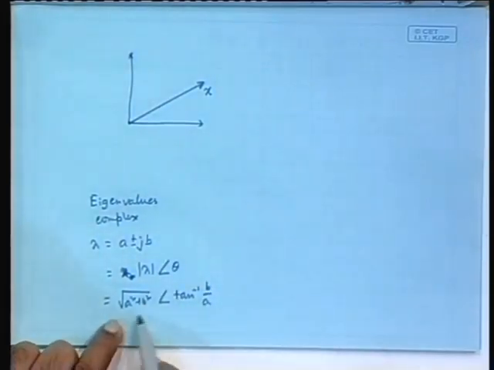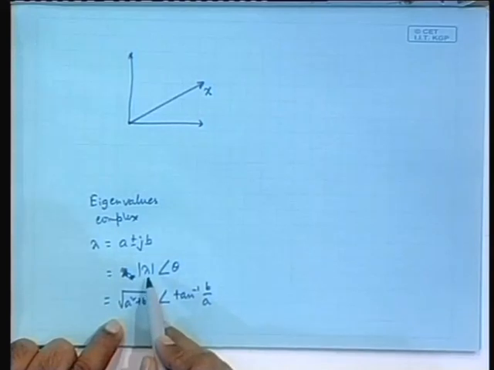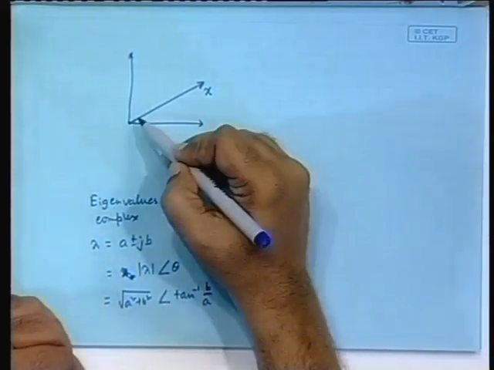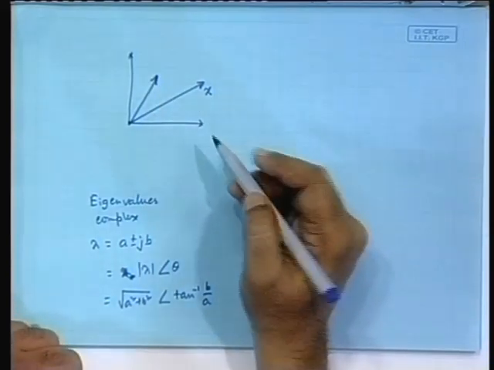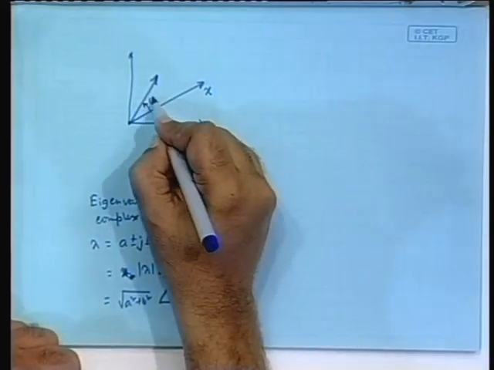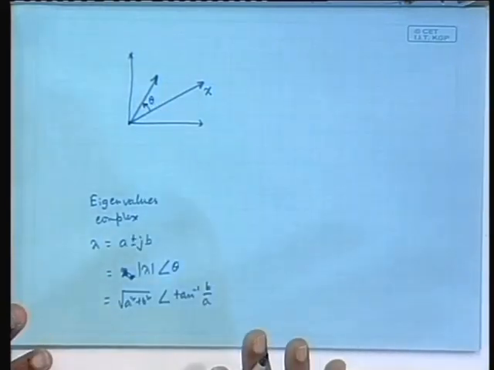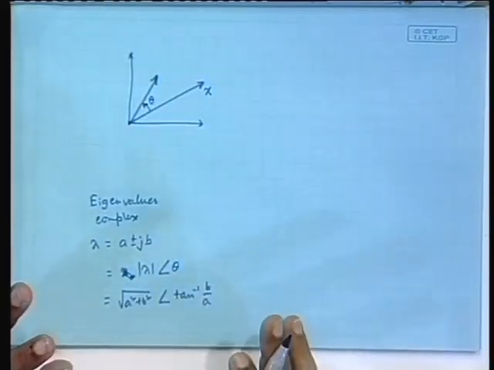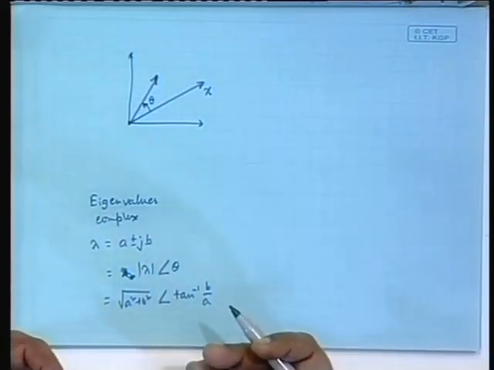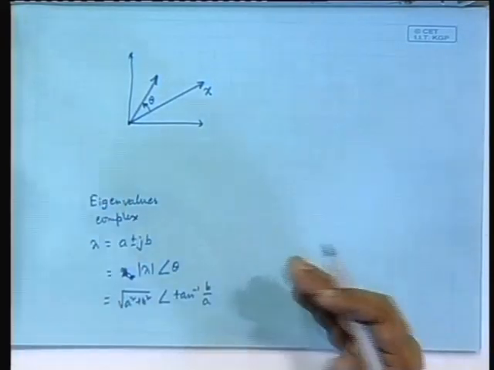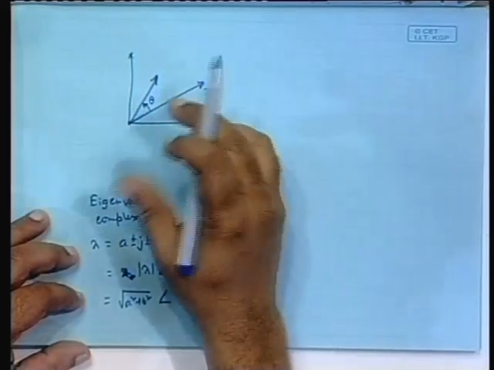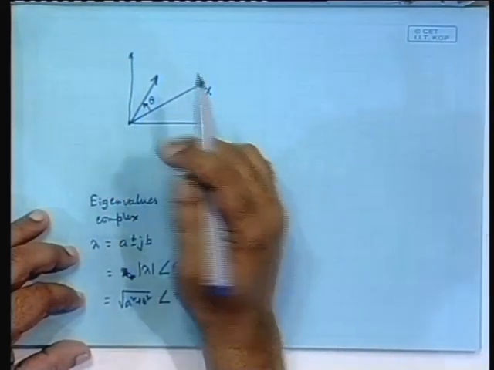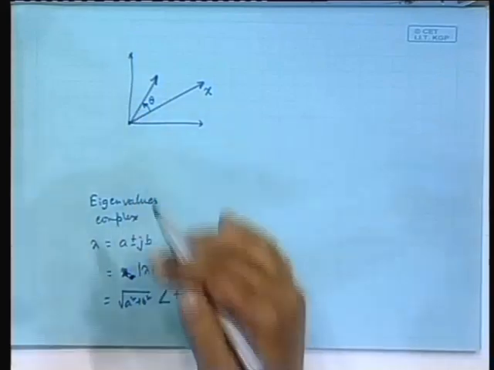If this root over a square plus b square, or the magnitude of lambda, is less than 1, then it will become a smaller vector and it will turn by an angle. Okay. What will be the result of repeated application of this? That means, if you keep on iterating this, what will happen? In every iterate, it will rotate by theta and it will shrink, and as a result you will get a spiral, an incoming spiral.